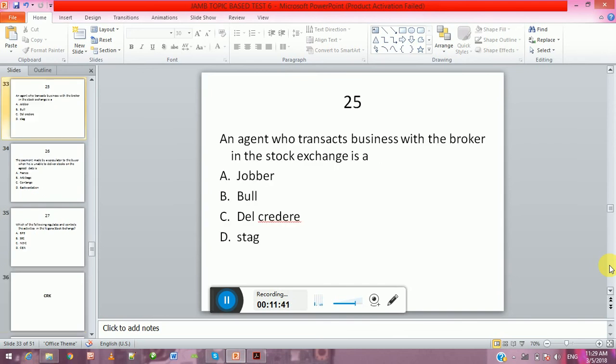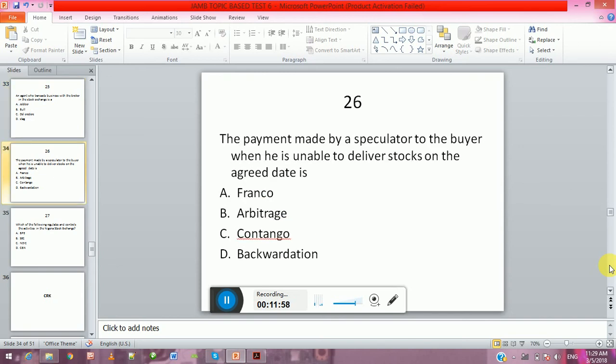Commerce. An agent who transacts business with the broker in the stock exchange is A. Jobber, B. bull, C. Del Creder, D. stag. The payment made by a speculator to the buyer when he is unable to deliver stocks on the agreed date is A. franco, B. arbitrage, C. contango, D. backwardation.